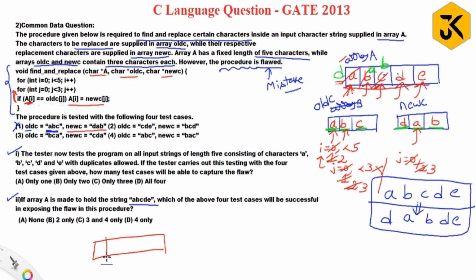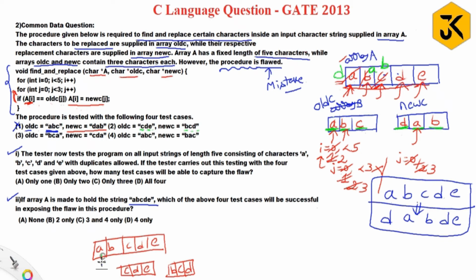I will do it directly now. A, B, C, D, E. The values are C, D, E, B, C, D. What is the meaning of this one? Wherever you observe C, you need to replace it with B. Wherever you observe D, you need to replace it with C. Wherever you observe E, you need to replace it with D. That is what they have given.